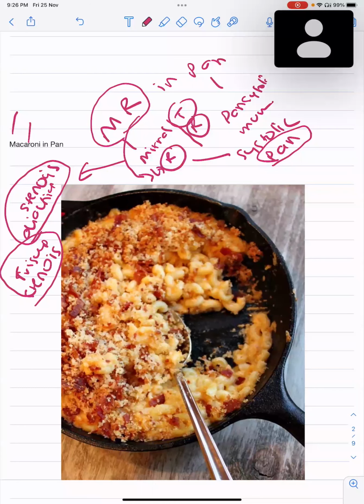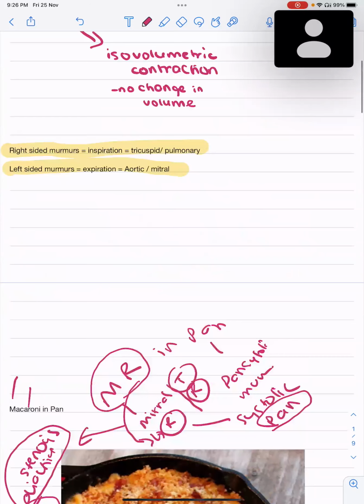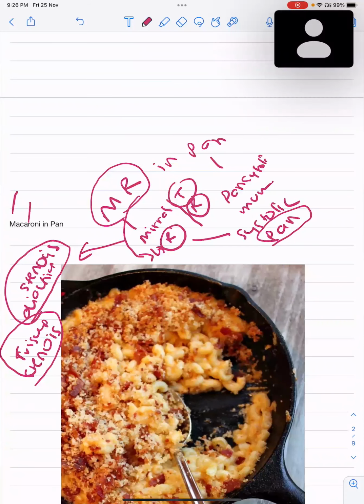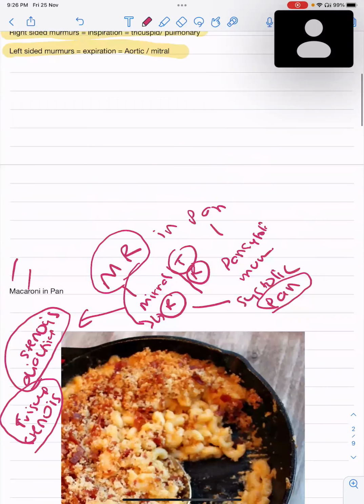Yes or no? No. Can you please explain it again? Okay, let me go over it again. All right, so let me elaborate it further.